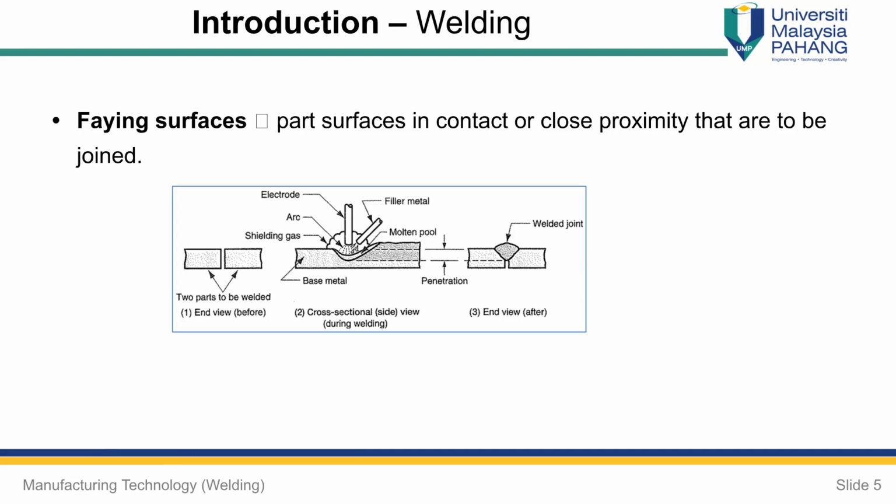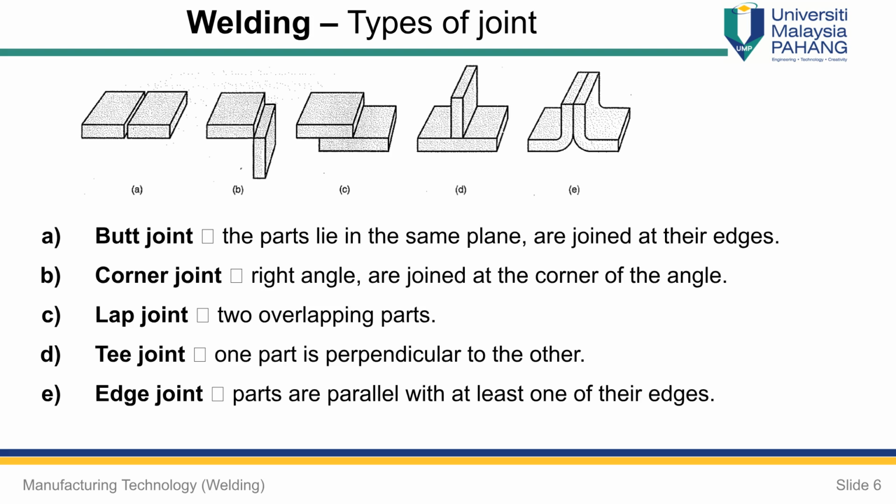Faying surfaces are the part surfaces in contact or close proximity that are to be joined. The diagram illustrates the stages of welding, from the parts before joining to the final welded joint. There are 5 basic types of welding joints: butt joint, corner joint, lap joint, T-joint, and edge joint. These joints are defined by how the parts are positioned relative to each other.